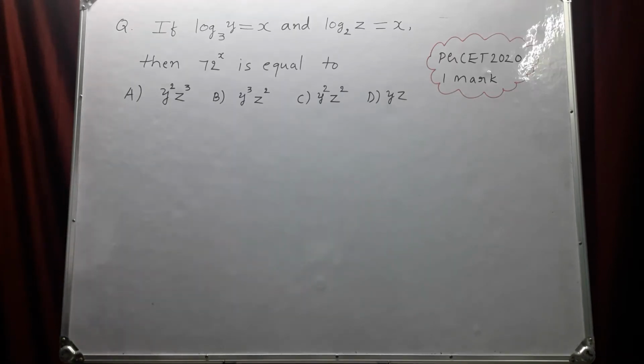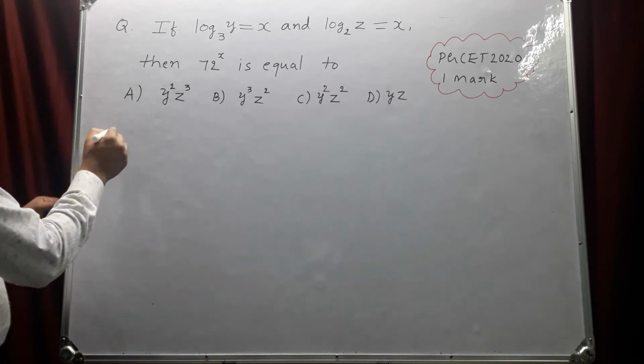Next question: if log y to the base 3 equals x and log z to the base 2 equals x, then 72 power x equals, so this is the 1 mark question asked in PGCET 2020. Options are given. First option is y square z cube, second option y cube z square, third option y square z square, fourth option y into z. Let us see how to solve this problem.